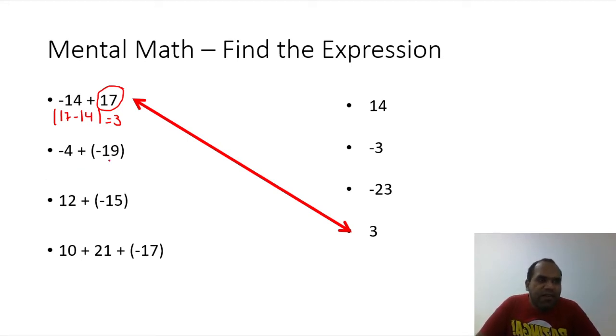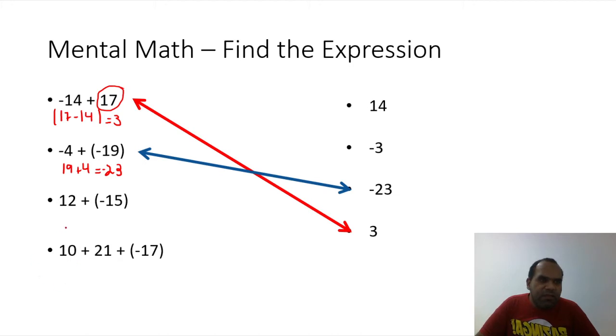Here's the same thing. Negative 4 plus negative 19. They're the same sign, mister, so we just add. I add 19 plus 4. We have 23, and keep the sign of the original numbers. The sign is negative. It is negative 23. Here is the correct answer.